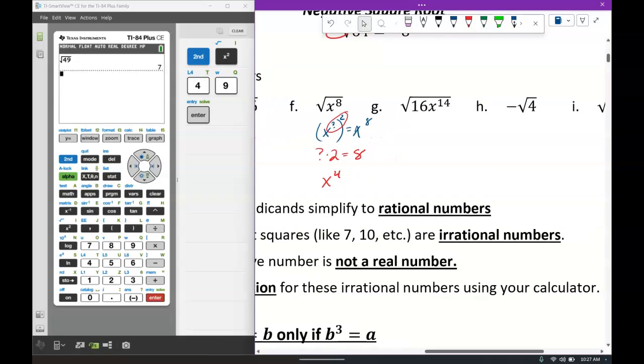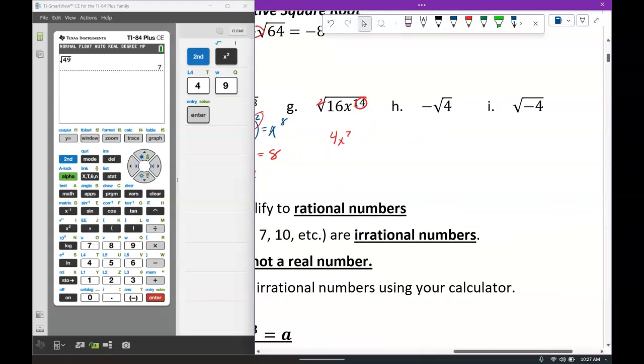Here we have the square root of 16x to the 14th, and so we take the square root. Well, if I have 4x to the 7th and I square both of those, I get that radicand. Again, we did 14 divided by the index of 2 to get x to the 7th. And here we have a negative radical, so that means we'll take the square root of 4 and we get negative 2.